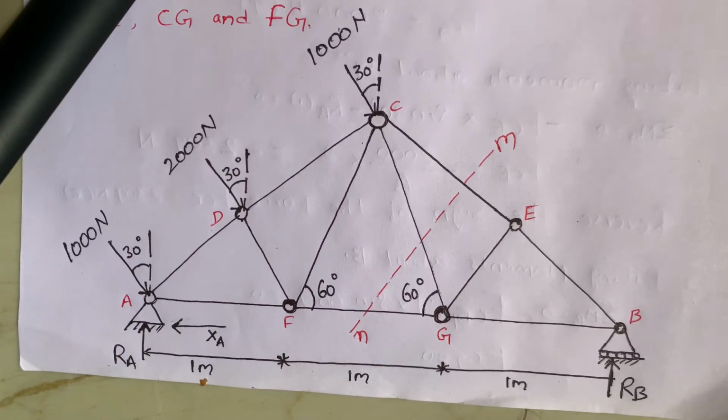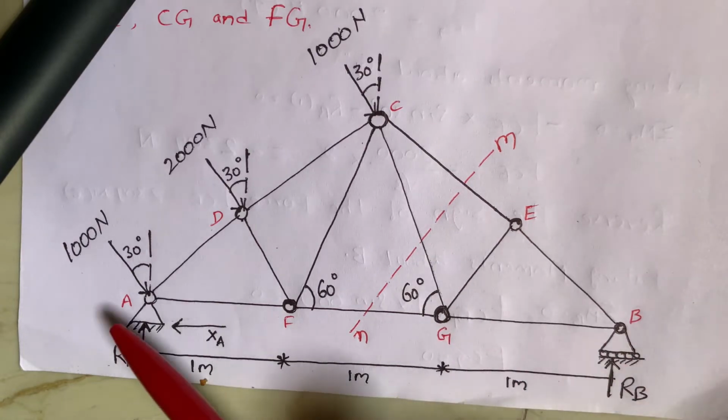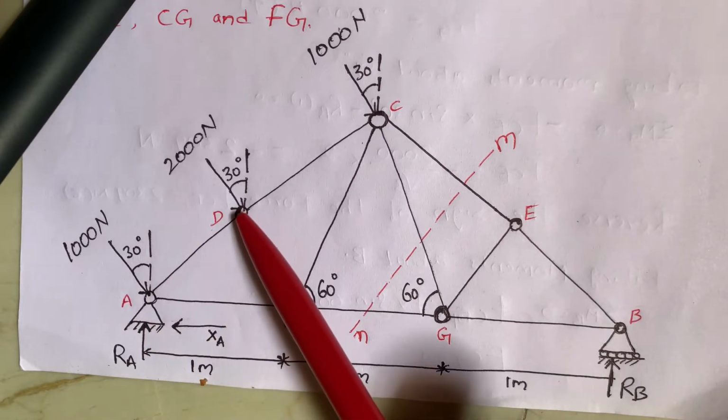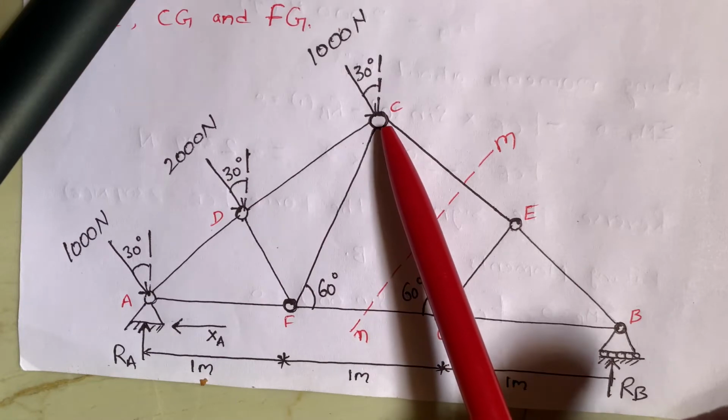Hello everyone. In this video I'm going to explain how to determine the axial forces in the given truss member which is loaded. So here this is the truss member. These are the loadings: 1000 newtons, 2000 newtons, 1000 newtons.